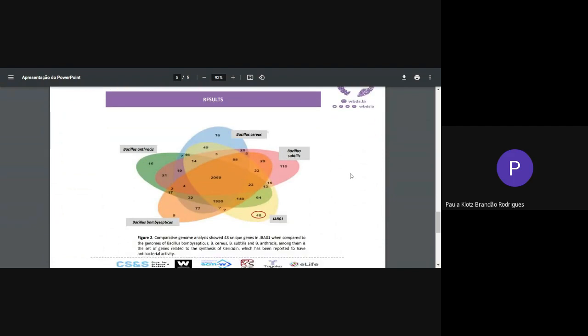In the comparative analysis with Bacillus anthracis, cereus, subtilis, and bombiseptic, we found 48 unique genes in the JAB1 genome, and among them is the set of genes related to the synthesis of sericidin.